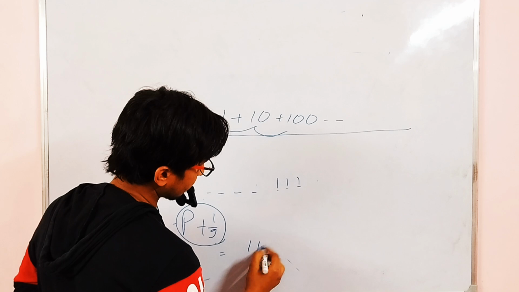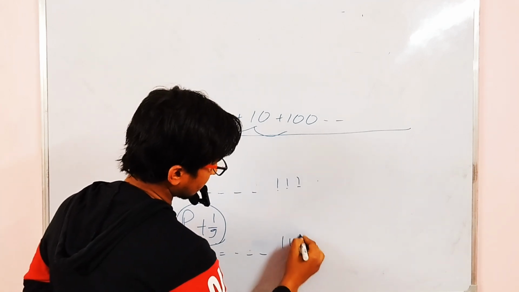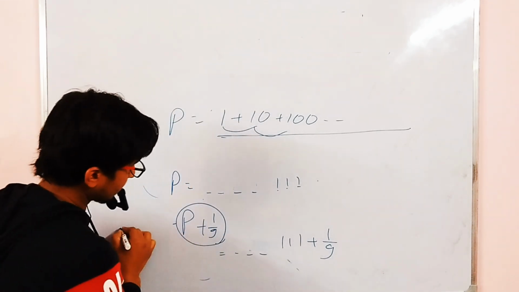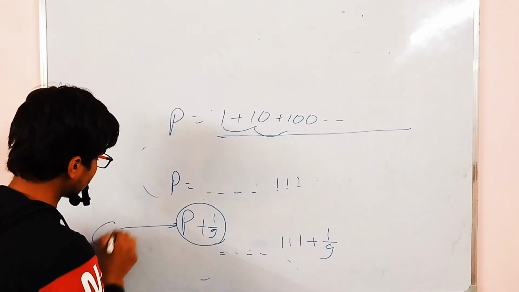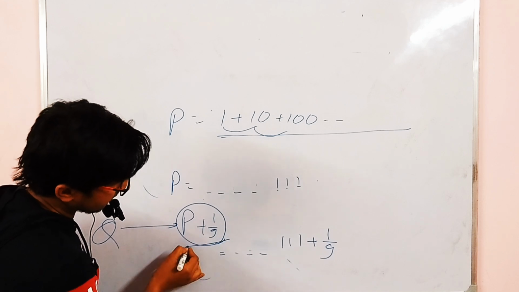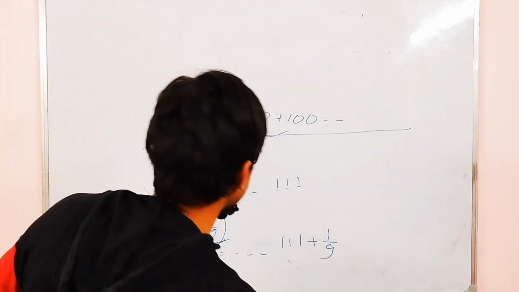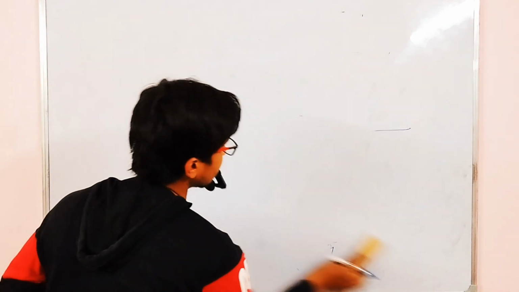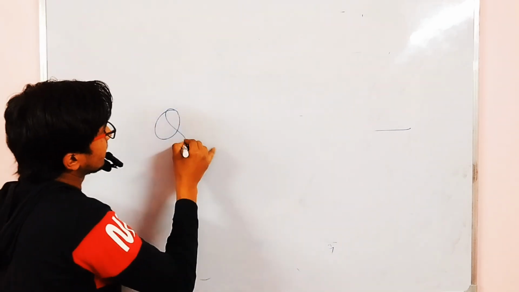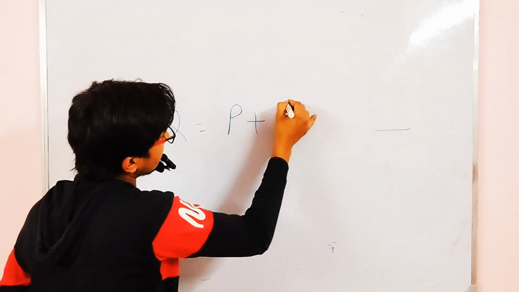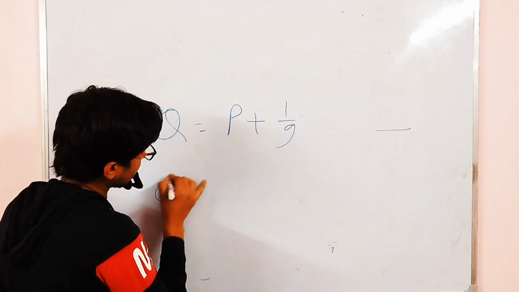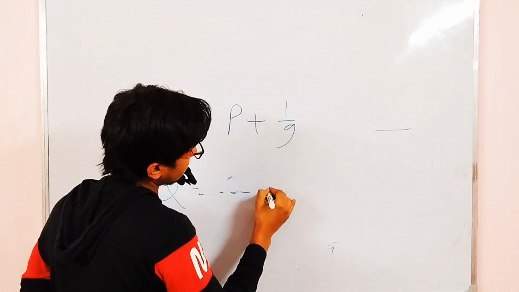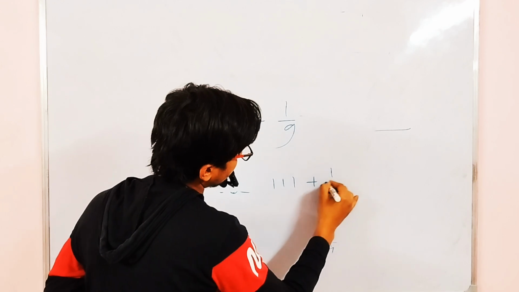We can say 1, 1, 1 and plus 9. We are adding, let's name this number as Q. When we add 1 by 9 in this number, it becomes Q. I'm giving this number a symbol. Now let's see what the number will be. So Q is equal to P plus 1 upon 9, and P is 1, 1, 1, so 1, 1, 1 plus 1 upon 9.